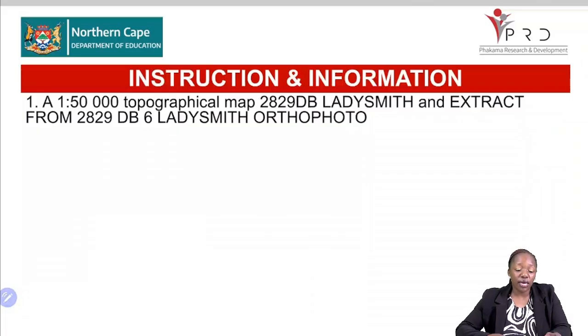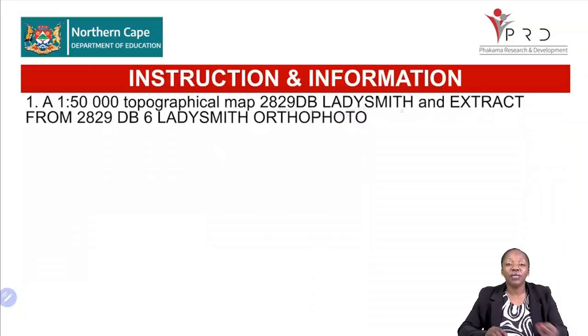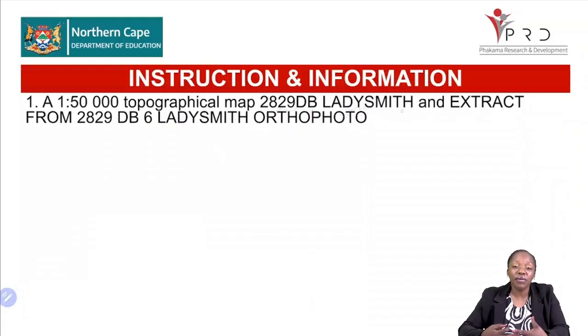So you've got a 1:50,000 topographical map and the 2829 DB, which is the Ladysmith. So I will suggest that each and every learner has his or her copy of the Ladysmith map so that it can be easier to work. So we've got the 2 sets of maps, which is the topographic map as well as your orthophoto map.